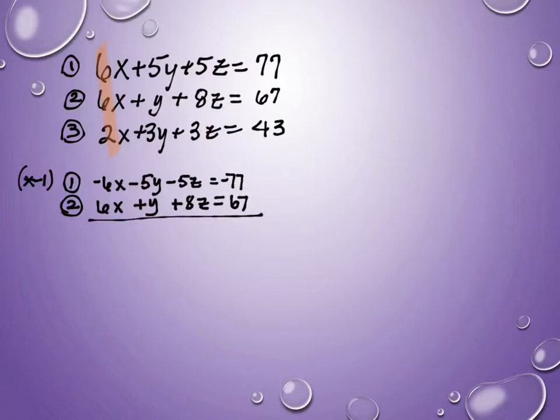Fantastic. So my x's, of course, go away. How many y's do I have? Negative 4y. And z's? Positive 3z. And constants? Negative 10. This will be my equation 4. Now, what do I need to do?